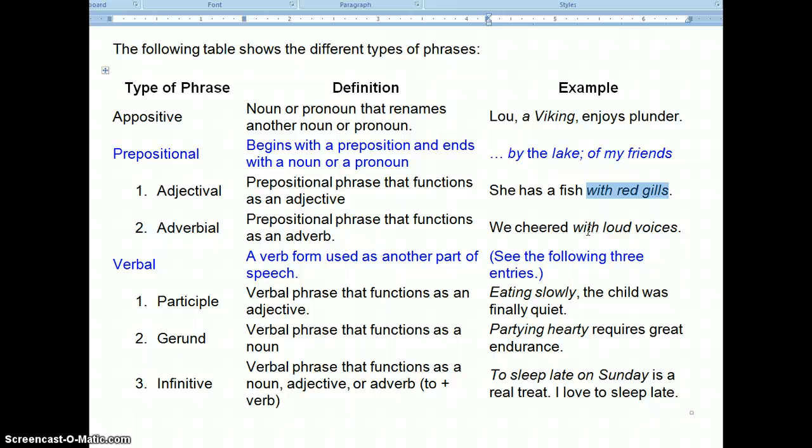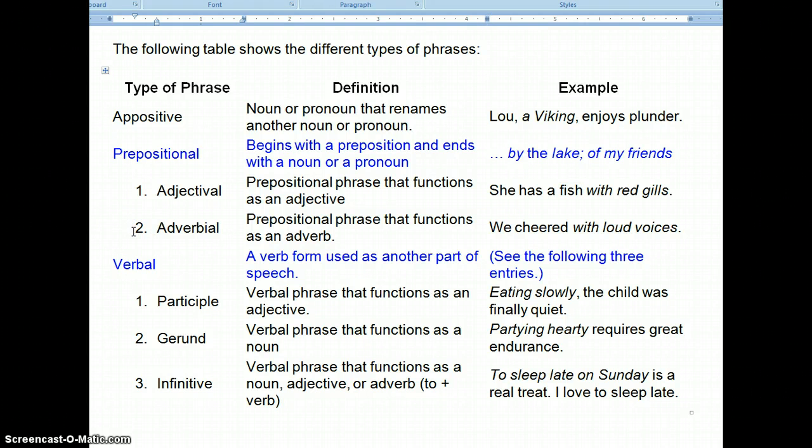So the prepositional phrase here: with red gills. This is the prepositional phrase. It begins with a preposition. The whole thing is going to work as an adjective to describe the word fish. Okay? Which fish? The fish with red gills. So this phrase works as an adjective.